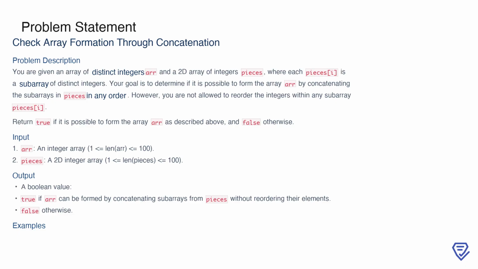The function should return true if the array ARR can be formed under these conditions, and false otherwise. The input includes an array ARR with a length of at least 1 and at most 100, and a 2D array pieces with up to 100 subarrays. The output is a Boolean value that indicates whether the array can be formed as described.